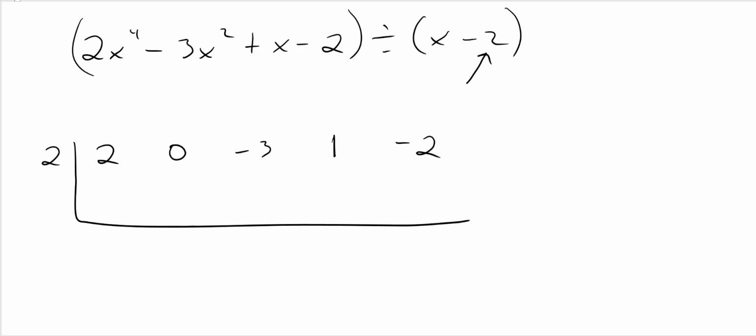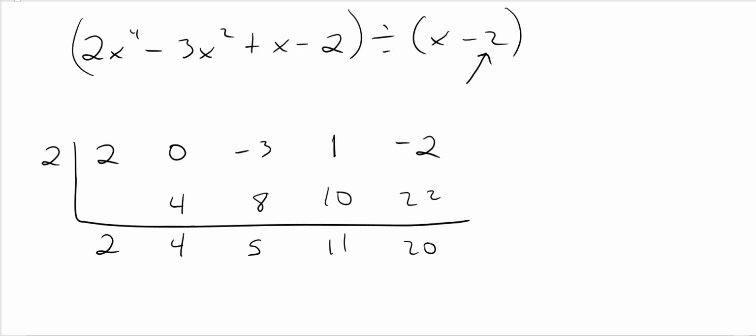Okay, so let's just move it down here. That 2 comes down. 2 times 2 is 4. Add that together. 0 plus 4 is 4. 2 times 4 is 8. 8 minus 3 is 5. 2 times 5 is 10. 10 plus 1 is 11. And 2 times 11 is 22. 22 minus 2 is 20.